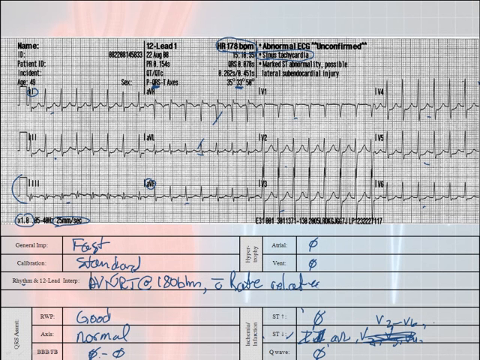rate-related subendocardial ischemia. I hope you enjoyed the presentation.